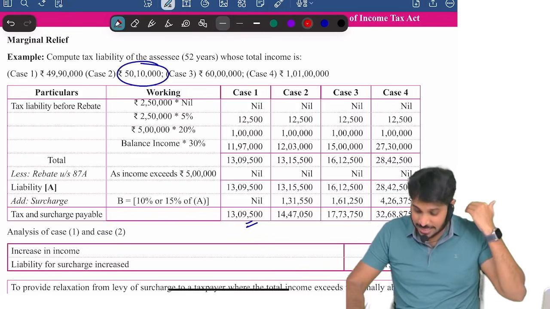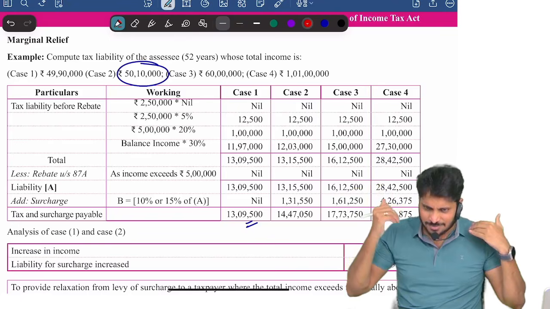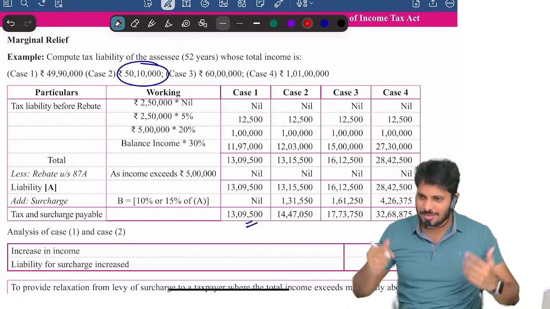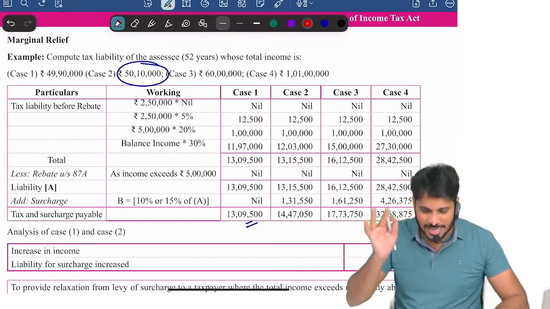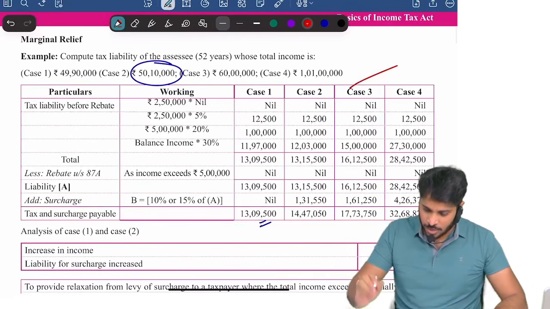Oh, they are giving it in the next page. Okay, let us compute and see. Relief, everything, answer. Okay. So 13 lakh 22,500. Case B answer. Correct? Now case 3.